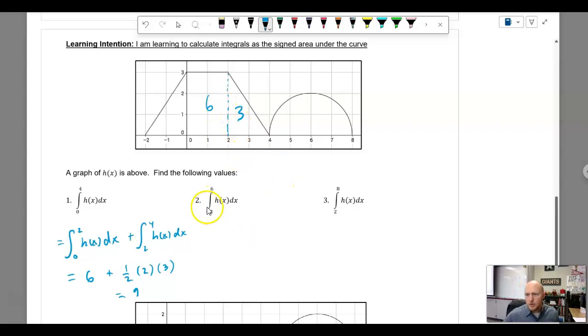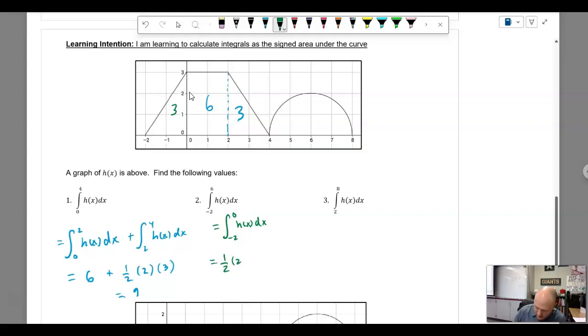Number two, they want the integral from -2 to 6 of h of x dx. So again, I'm going to do the same thing here. I'm going to separate this. So this is going to be the integral from -2 to 0 of h of x dx. I have to calculate this area, which looks like 1/2 times 2 times 3. Again, this will be an area of 3, right?